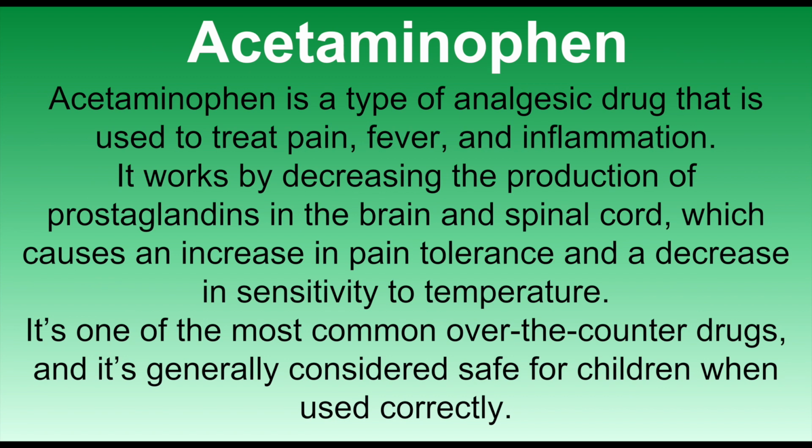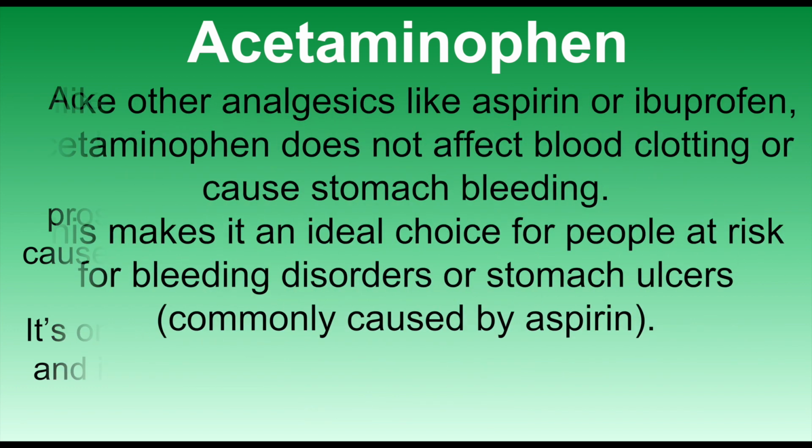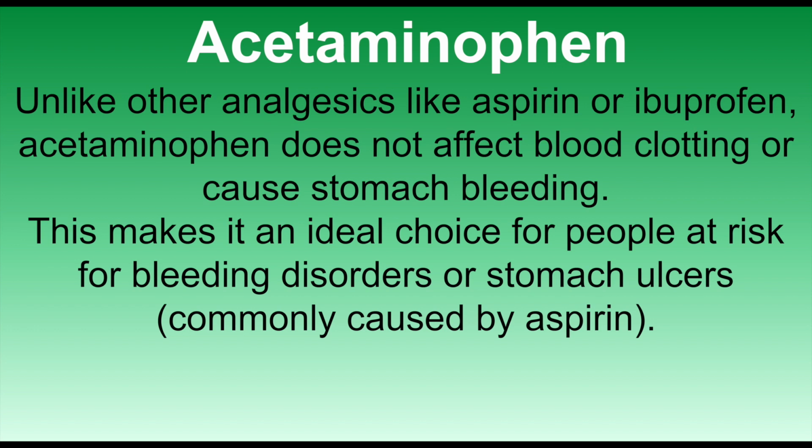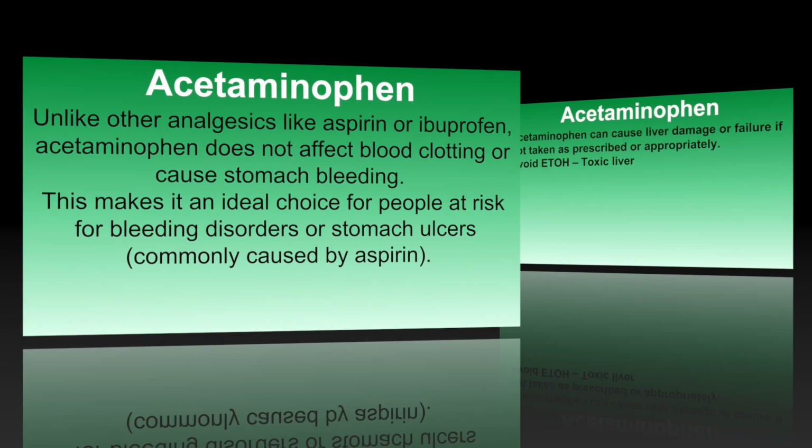Next, we see about acetaminophen. Acetaminophen is a type of analgesic drug that is used to treat pain, fever, and inflammation. It works by decreasing the production of prostaglandins in the brain and spinal cord, which causes an increase in pain tolerance and a decrease in sensitivity to temperature. It's one of the most common over-the-counter drugs, and it's generally considered safe for children when used correctly. Unlike other analgesics like aspirin or ibuprofen, acetaminophen does not affect blood clotting or cause stomach bleeding. This makes it an ideal choice for people at risk for bleeding disorders or stomach ulcers.